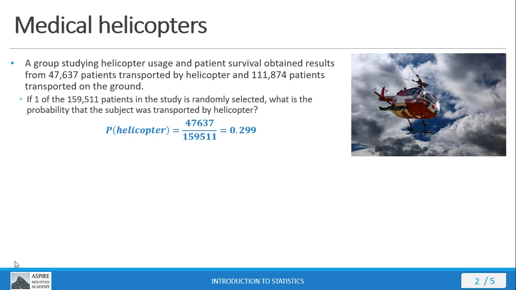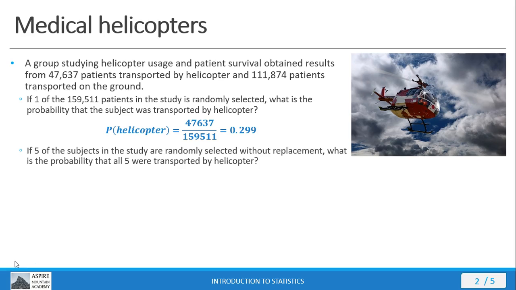So the probability that the one person is going to be selected is the part over the whole. So the part that's transported by helicopter is the 47,637 over the whole, which is the total number of patients. So you've got to add the helicopter and the ground transports together. So that gives us the 159,511. Divide that out and we get 0.299. That's the probability that one randomly selected patient was transported by helicopter.